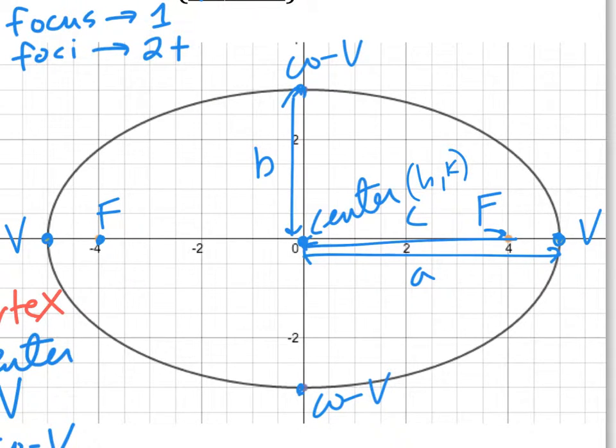Okay, let's think about how we're going to get to the vertex. If we're at the center and I want to get to the vertex here, which direction should I move? Right. If I'm going to move right, is it moving H or K? H. By how much? A by A. So then what's the coordinate for V here, the vertex? H plus A. Yeah, H plus A comma K.